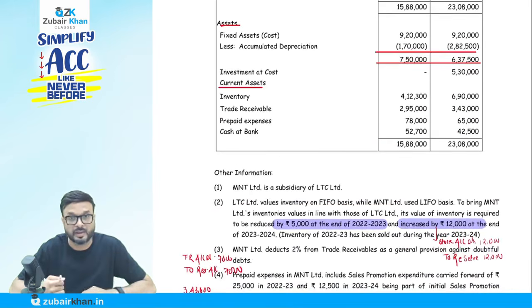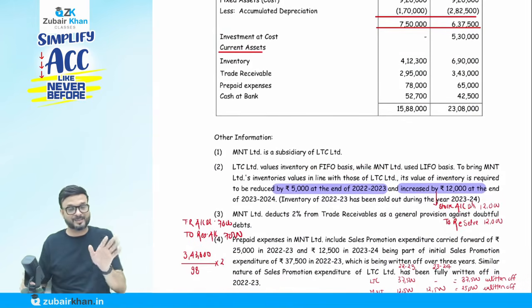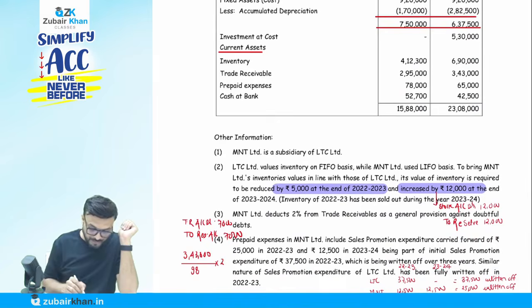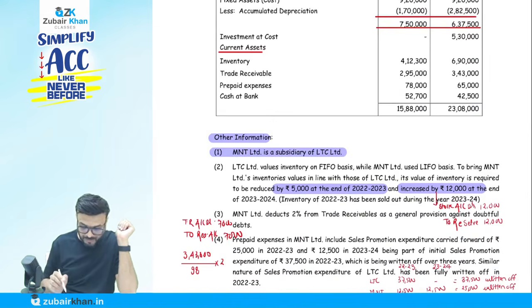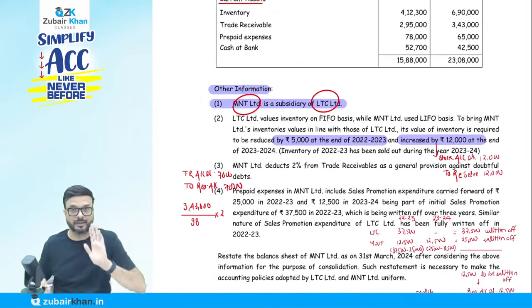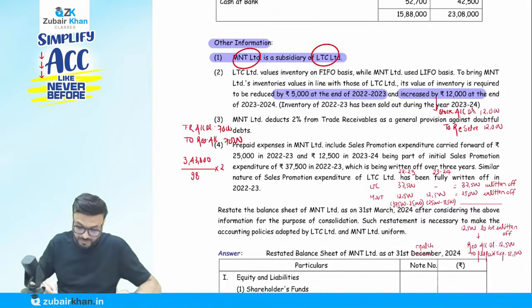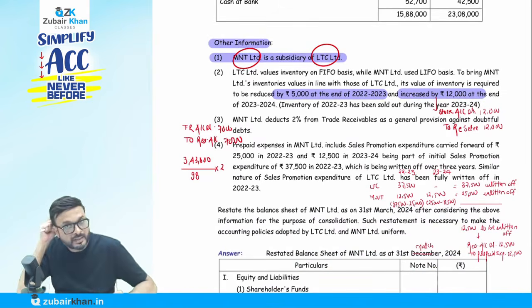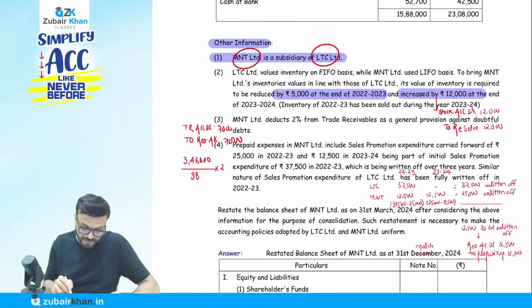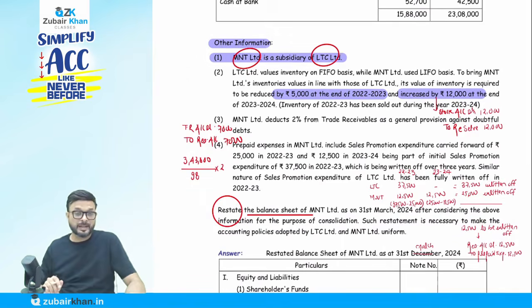Okay. Now other information. This is a balance sheet not of the holding and subsidiary, only of the subsidiary. They say M&T Limited is a subsidiary of LTC. So the holding company is LTC and M&T is the subsidiary company. Now they have given the three adjustments. I have already written the accounting entries here, and I will explain all these three adjustments. They ask you to restate the balance sheet of M&T Limited as on 31st March 2024 after considering the above information for the purpose of consolidation.